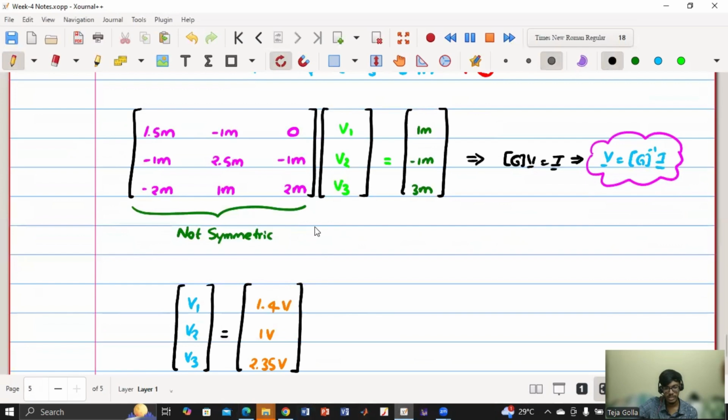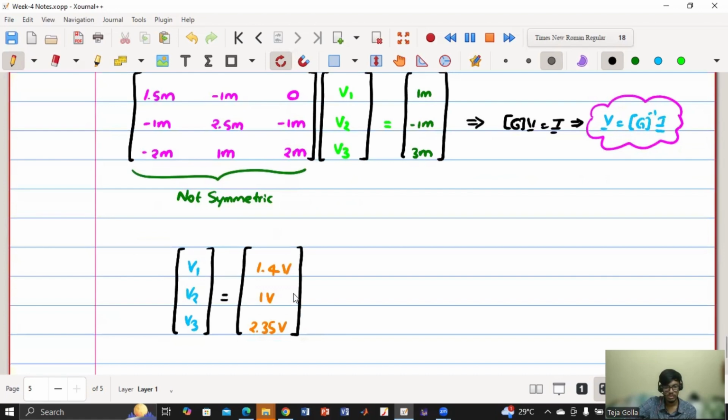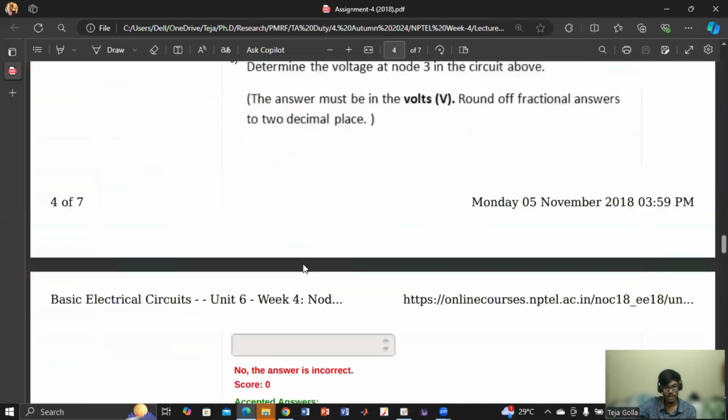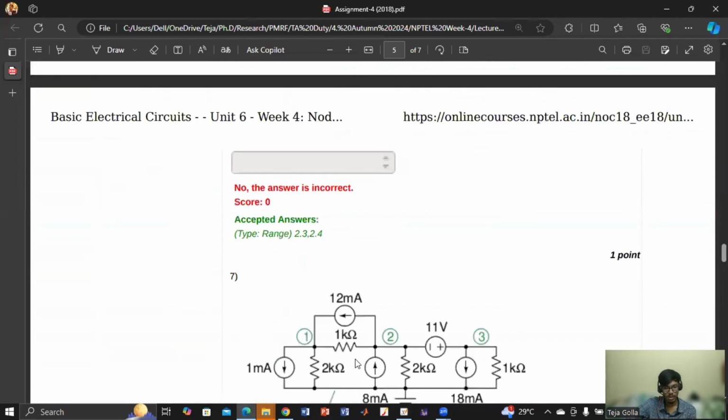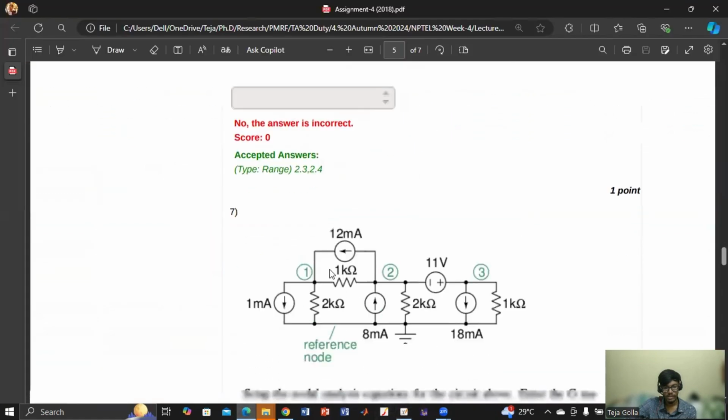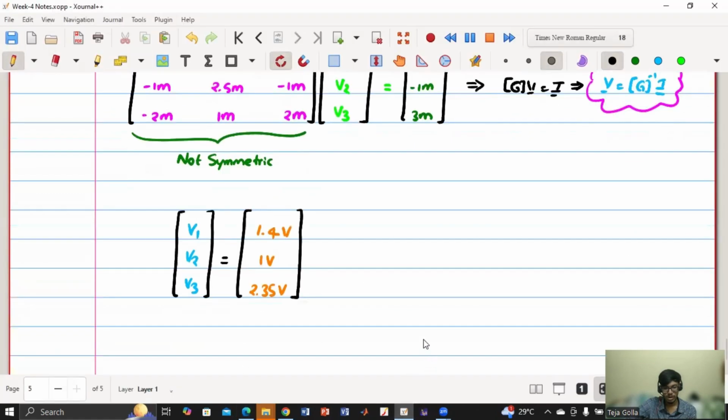After that, we have seen that in order to get the voltage vector V, we have to do the inverse matrix multiplication with the I vector, which I have not done now. You can do it later and check the values, as this video will be uploaded on YouTube. And then we got V1, V2, V3, and we checked whether V3 is matching or not, and it is perfectly matching, and it is 2.35. So with that, we have completed three problems. Now we are going to solve another problem.